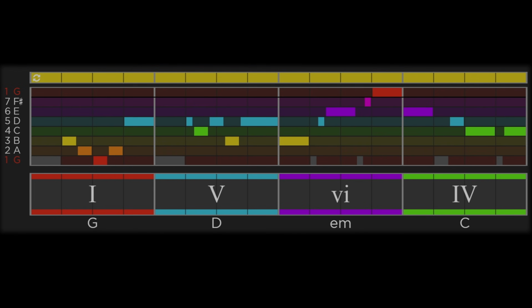Notes that fall between beats reduce monotony and add interest. This is also known as syncopation. Here's an example of a syncopated rhythm.